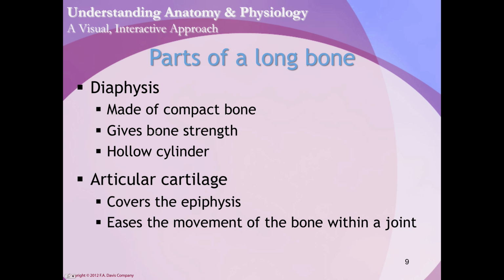Okay, so let's talk about the different parts of the long bone. The diaphysis is made out of compact bone. We talked about the diaphysis being the long shaft-like portion. This is going to give the bone its strength, and it's a hollow cylinder. On the ends of the long bones, you're going to have what's called articular cartilage, and this basically covers the epiphysis. This eases the movement of the bone within a joint.